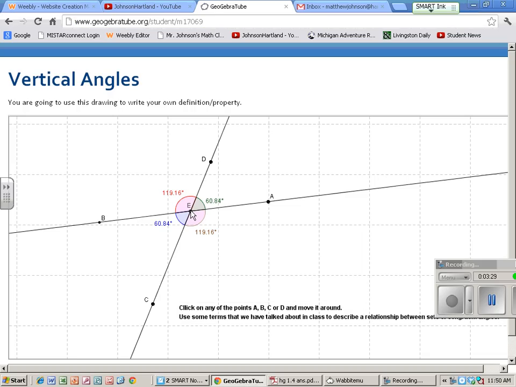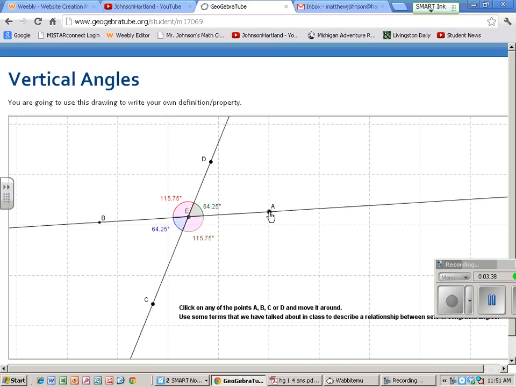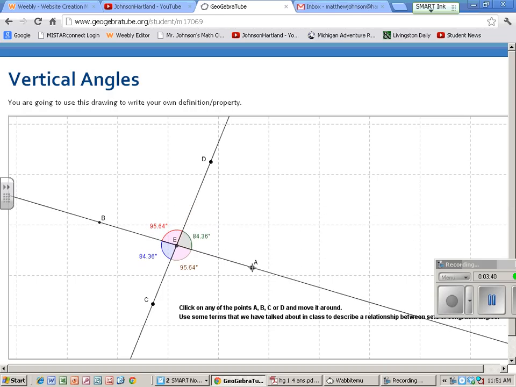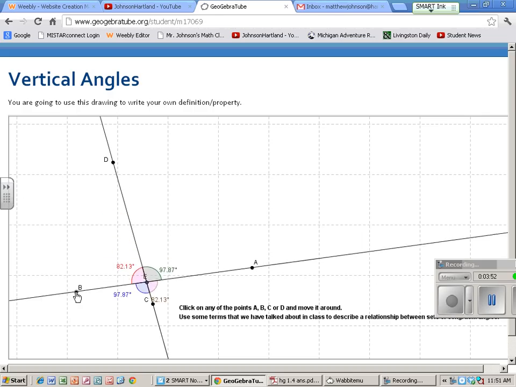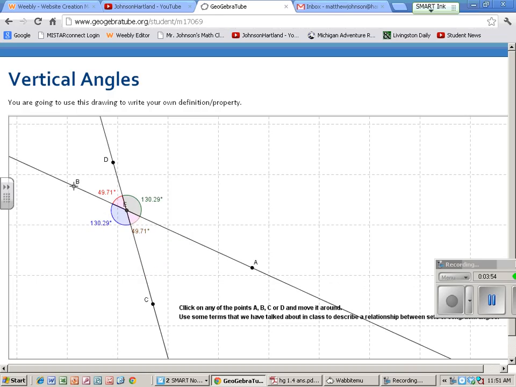So I have measured the four main angles, and if you look at them, you can see a couple of them are equal to each other. But what I'm going to do is click on one of these points and move it around, and you can see how the angles change, but there's still a relationship here. If I click on point D and move it around, you can see the angles are changing, but again, there is a relationship there. It doesn't matter what point I pick. There's a relationship happening between a couple of these angles. So I'm just going to stand here for a couple of seconds moving these things.